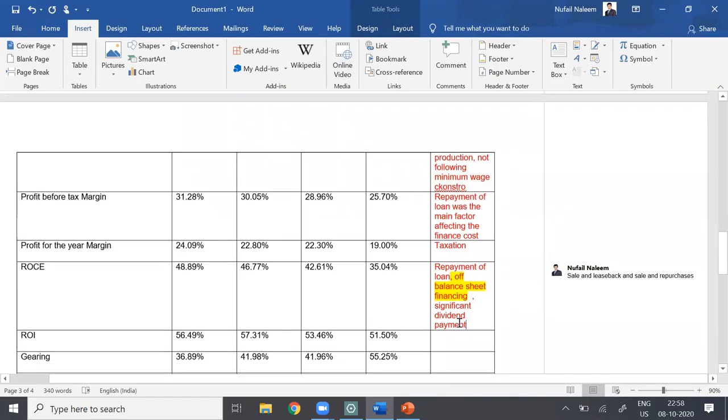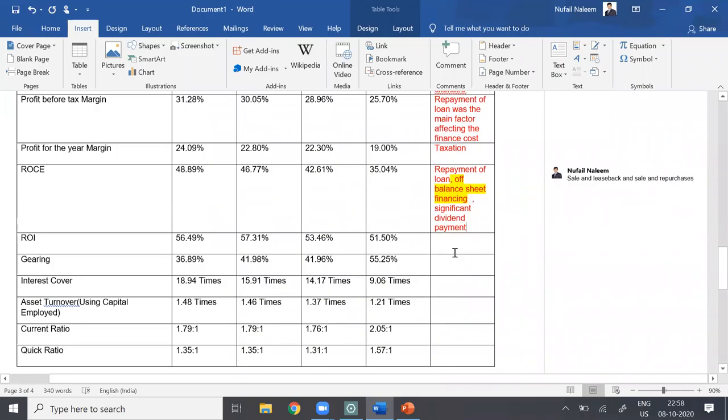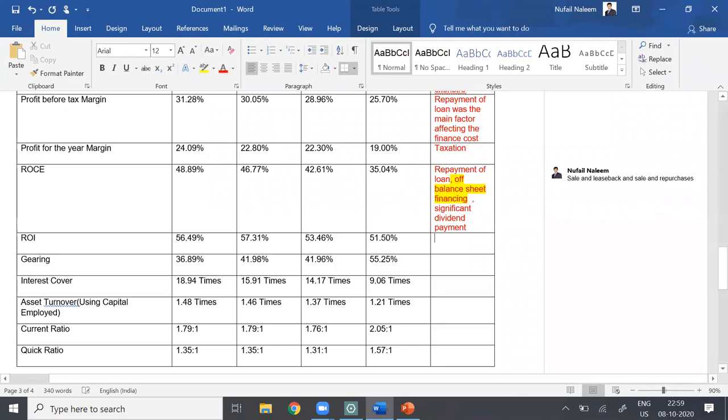Coming to ROI, students, I can say dividend is a factor. Agree or not agree, yes or no? I can specifically say the dividend payment definitely made the ROI jump to 50%. Especially the dividend payment.